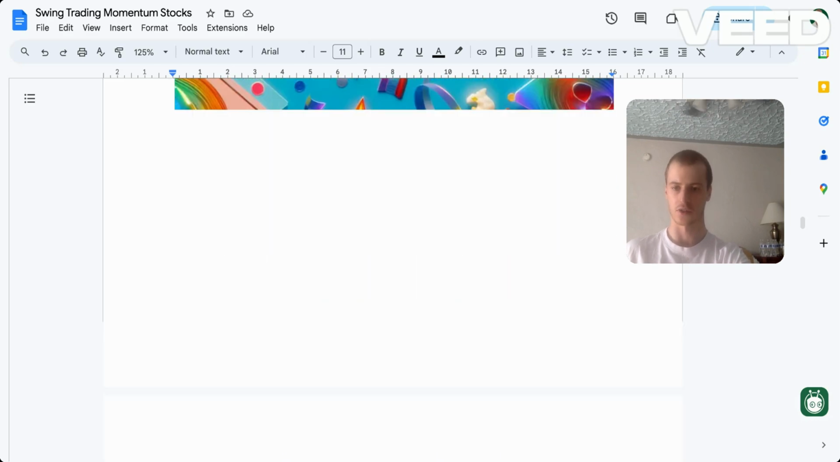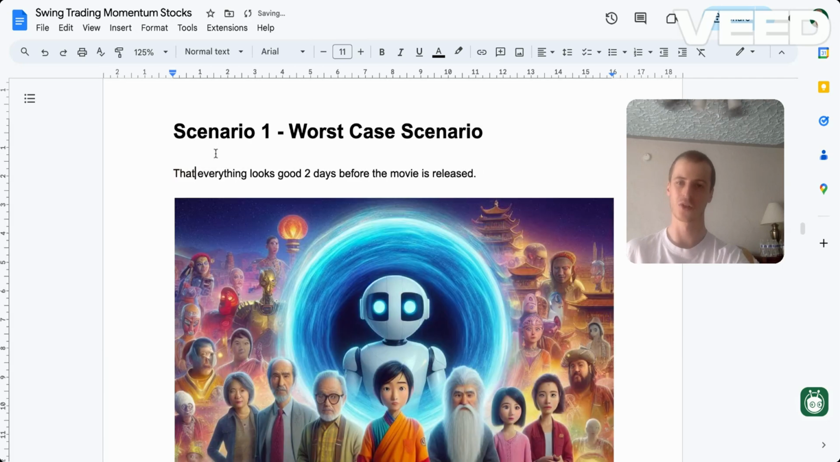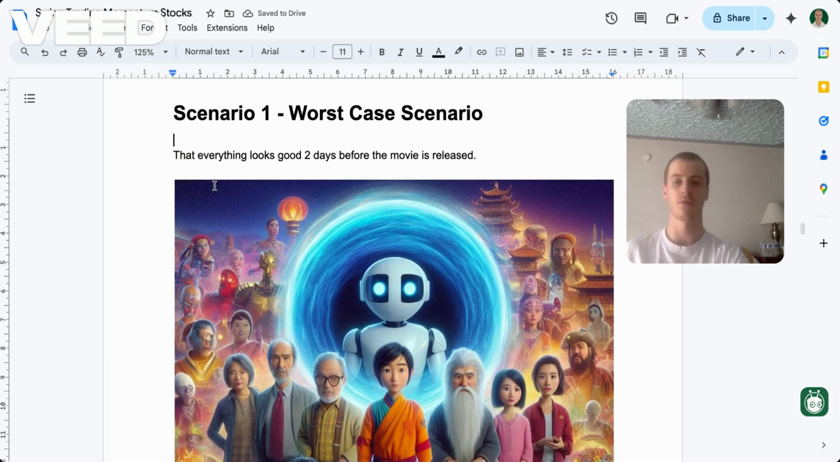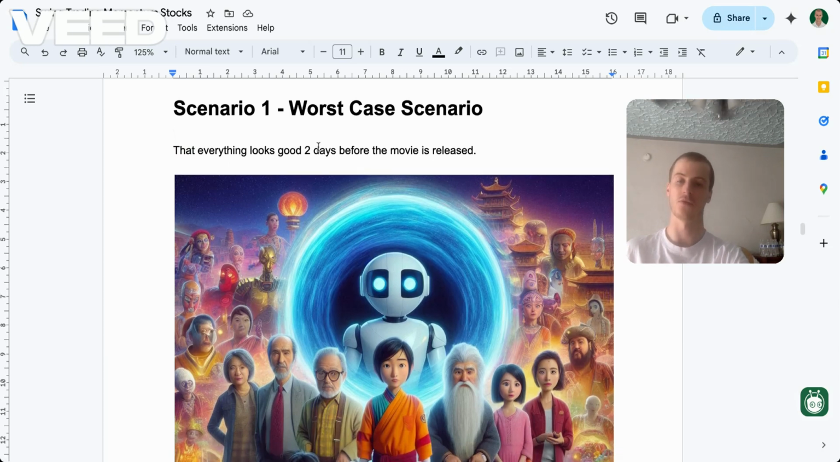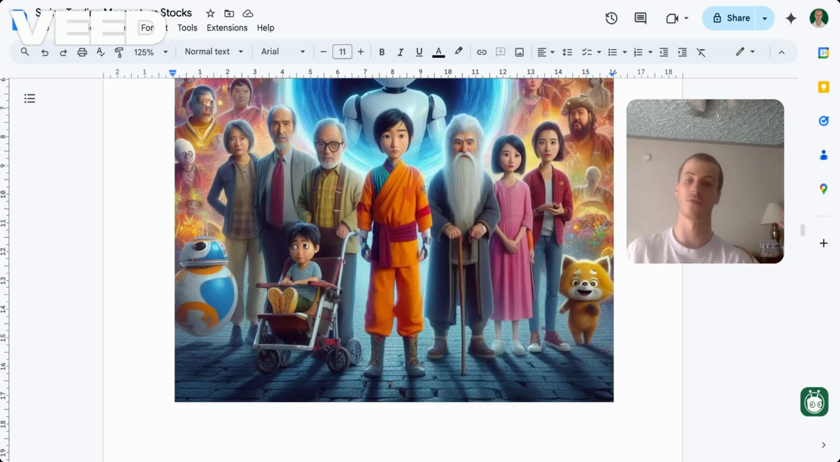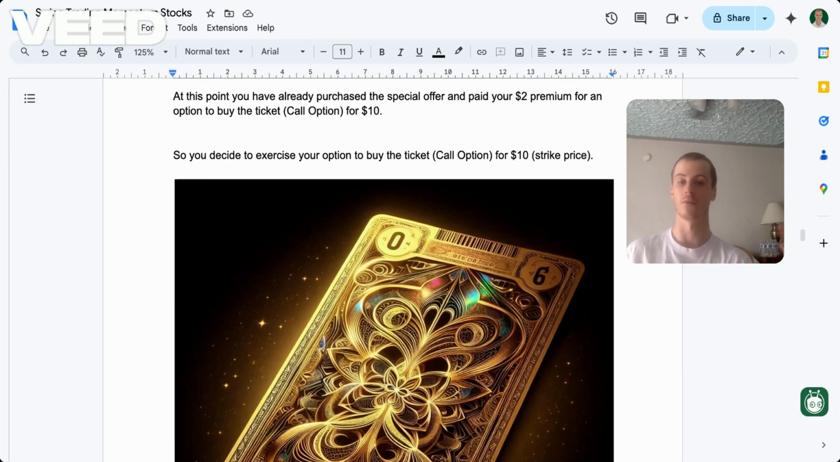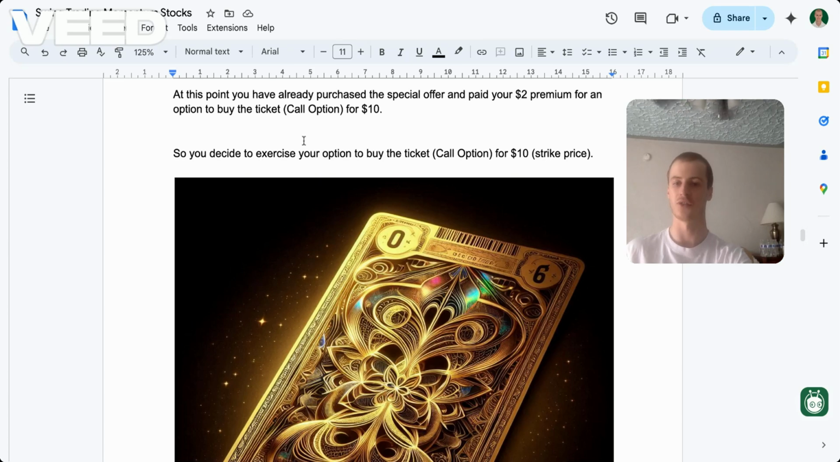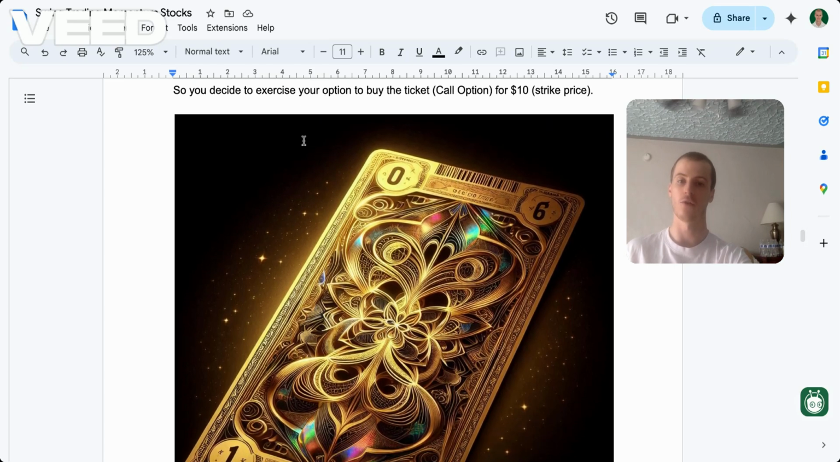So let's go through a few scenarios. So scenario one, this is the worst case scenario. Okay. So let's say that everything looks good 2 days before the movie is due to be released. Okay. At this point, you've already purchased the special offer. You've paid your $2 premium, the booking fee in this scenario, for an option to buy the ticket, call option, for $10. So you decide to exercise your option to buy the ticket for $10.